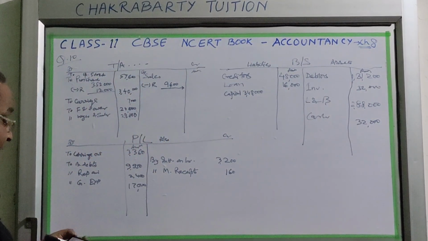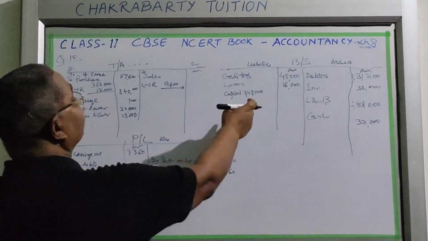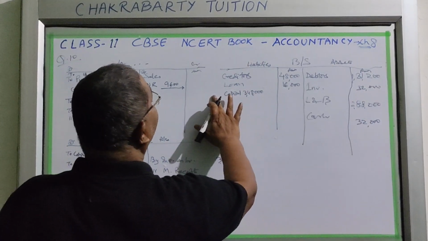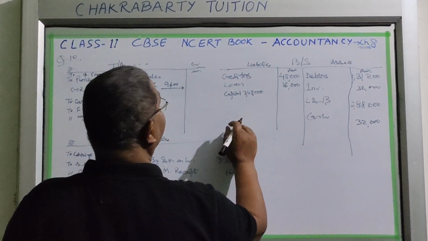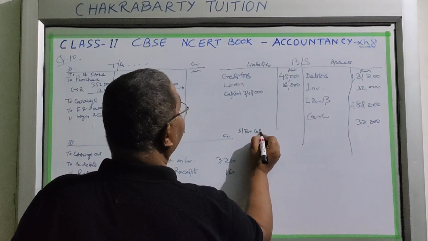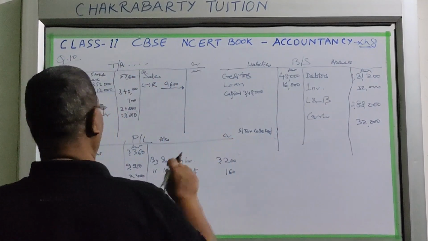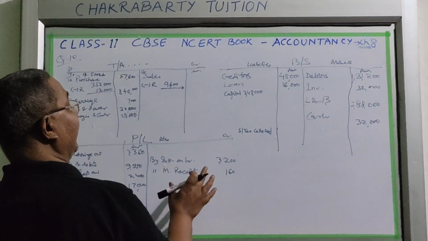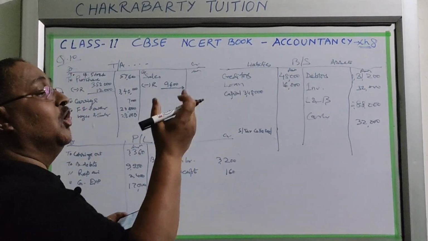Then sales tax collected. Sales tax collected is your liability, so it is a credit item. It will go here in the credit side. So we will write sales tax collected after this. It is a liability you have to pay to the government. You cannot use it as income. It is a credit item, but it is not your revenue income. It should go to the government.